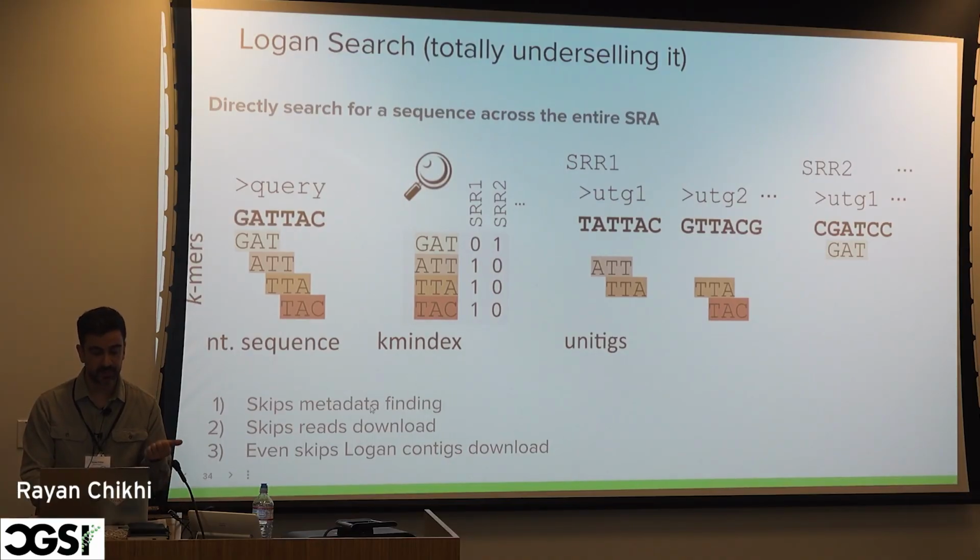So this skips metadata finding. This skips reads download. It even skips Logan contigs download. It skips everything. You just have a sequence. You know where it is in the SRA. You don't need to do any sort of cloud access or anything else. Let's illustrate it.